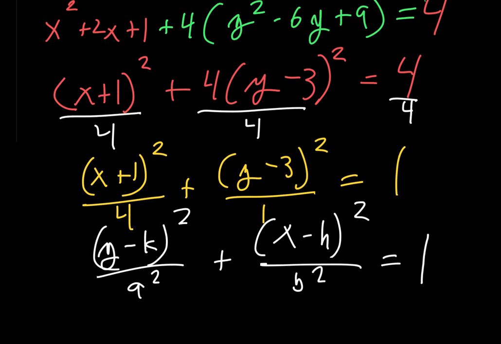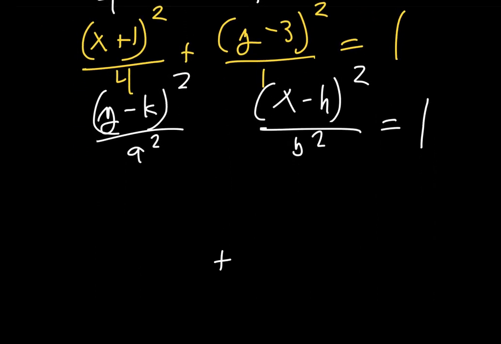What do I do next? I don't know why the plus didn't want to move. Come on. There we go. The center of my ellipse is at, what makes this 0? -1. What makes this 0? +3.